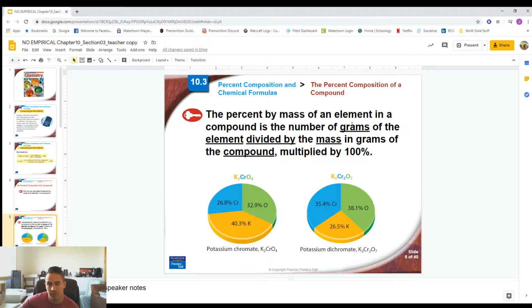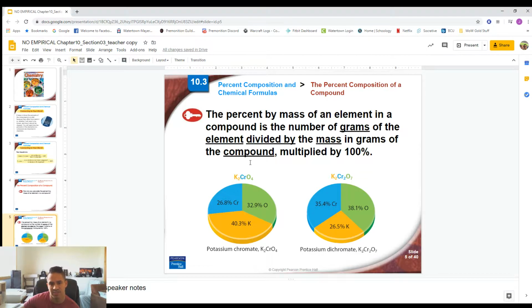We can determine these percentages by finding the mass of each element individually. That mass will come from the periodic table, so it's molar mass. We take the mass of each of those elements and we divide that by the mass of the entire compound, and we times by 100. So basically what we're doing here is we're finding the molar mass of potassium, the molar mass of chromium, and the molar mass of oxygen, and all the potassiums and all the oxygens.